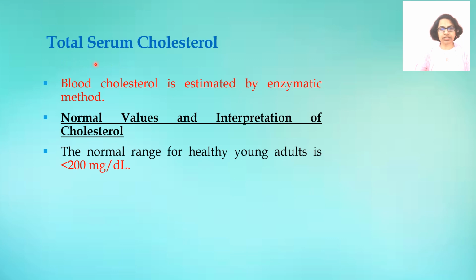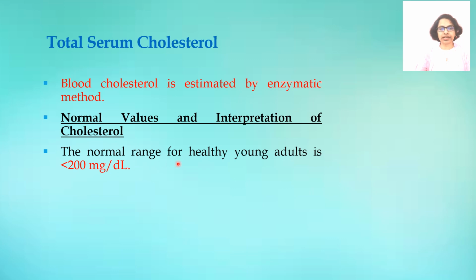The first one is total serum cholesterol. Blood cholesterol is estimated by enzymatic method. Some of the chemical methods we are using for estimation of the cholesterol level. So normal values and interpretation of cholesterol. So we have to know what is the normal value of cholesterol levels.